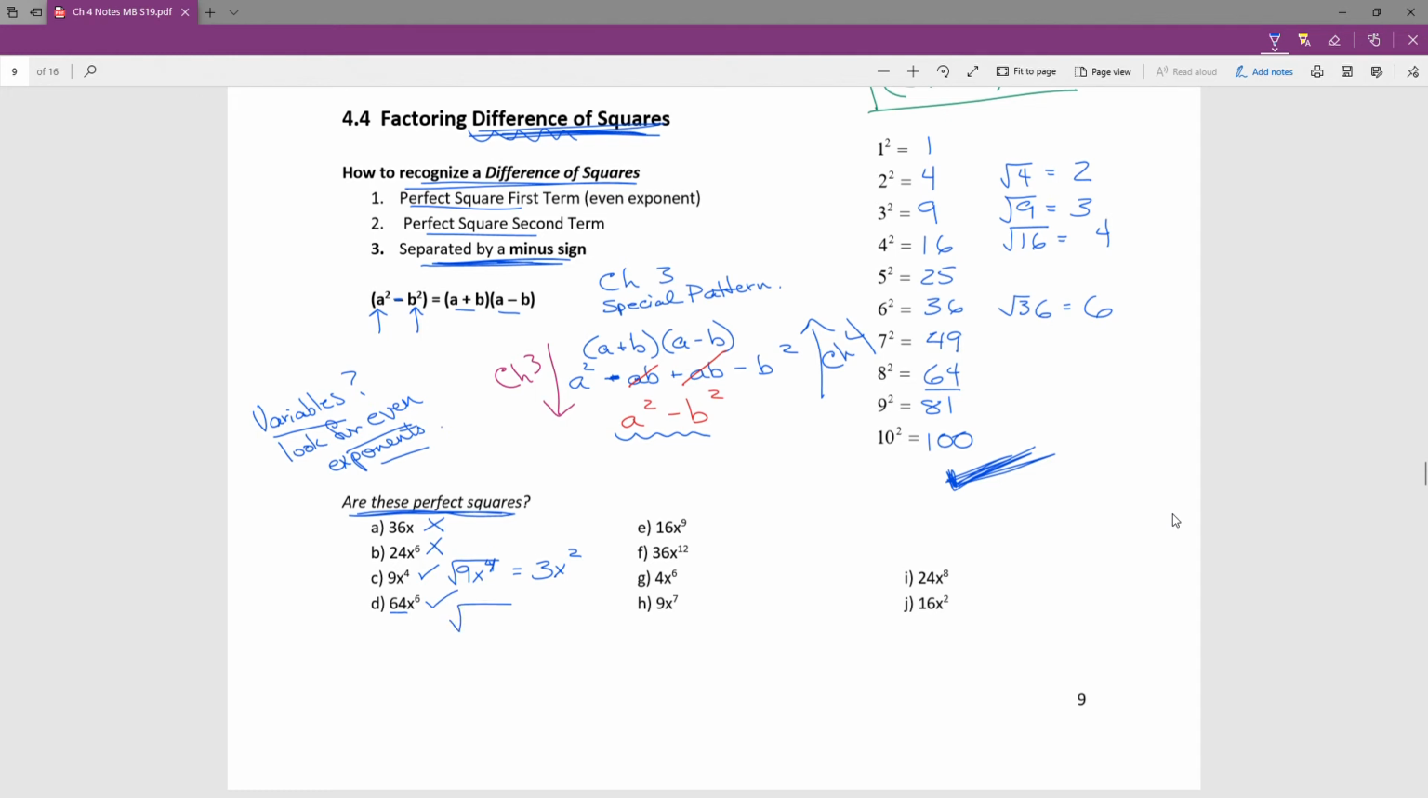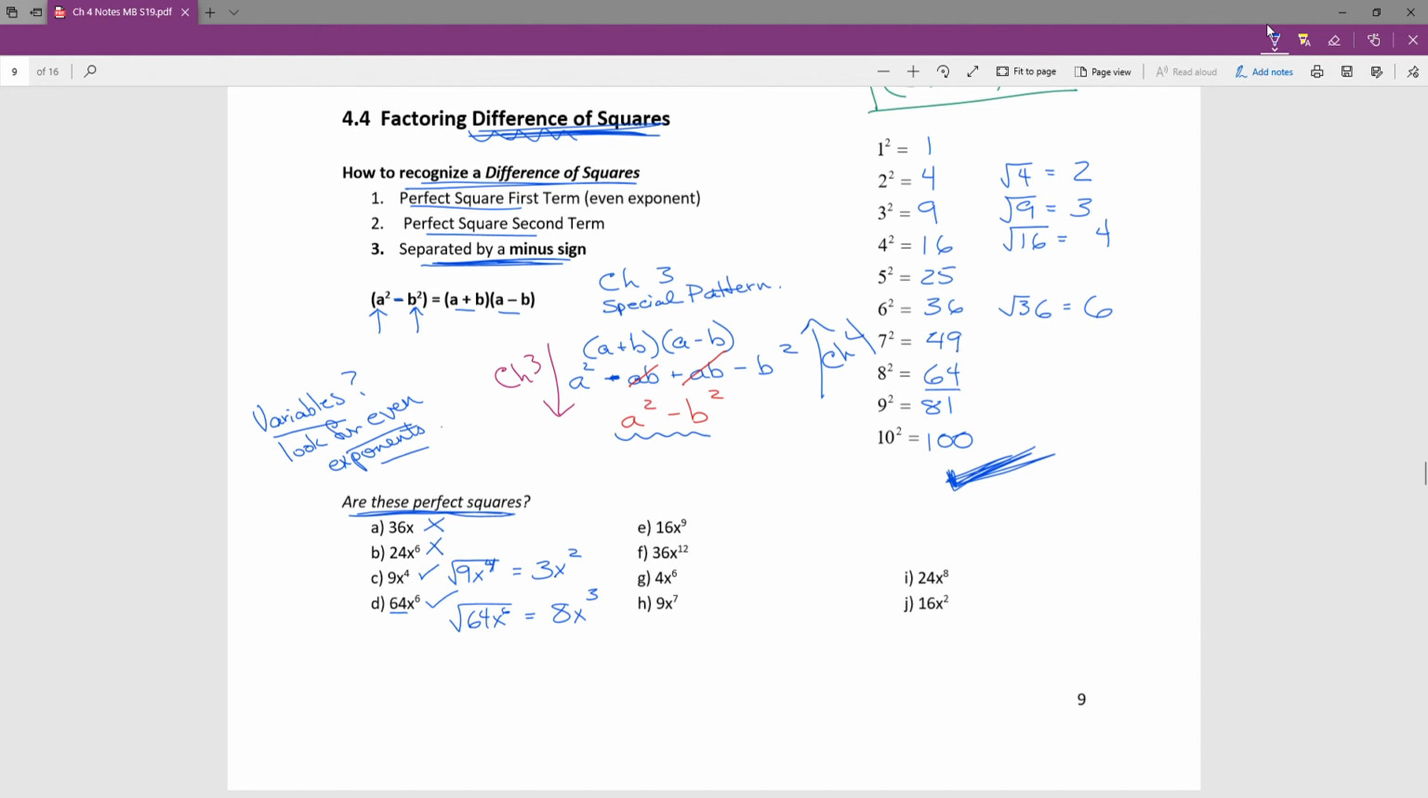So let's practice taking the square root of it. So the square root of 64x to the 6 would be 8x cubed. You're dividing the exponent by 2 in order to take the square root. And so what we're saying here is 8x cubed times 8x cubed is 64x to the 6th.